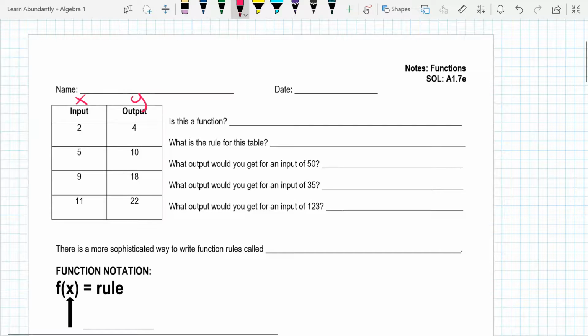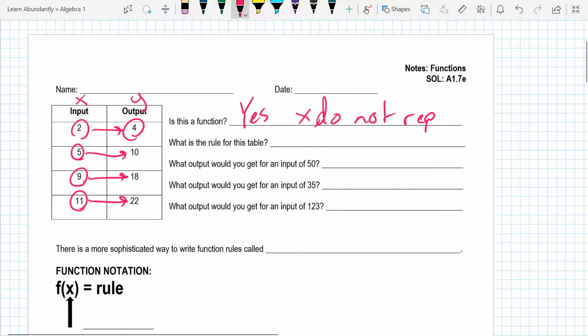If I were to put a 2 into my function, it would give me a 4. Imagine I could also plug in a 5 and it spit out a 10. If I plugged in a 9, it would give me an 18, and 11 would give me a 22. First question I have for you, this goes back to what we've been talking about for the last few days: is this a function? And the answer is yes, because the x's do not repeat.